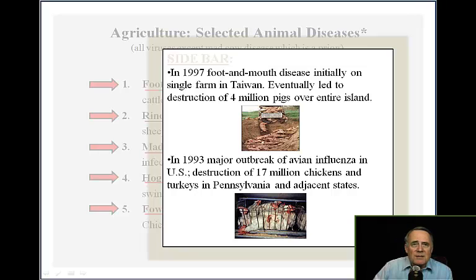In 1997, foot and mouth disease initially was discovered on a single farm in Taiwan. Eventually, it led to destruction of 4 million pigs over the entire island. In 1993, a major outbreak of avian influenza in the U.S. resulted in the destruction of 17 million chickens and turkeys in Pennsylvania and adjacent states.